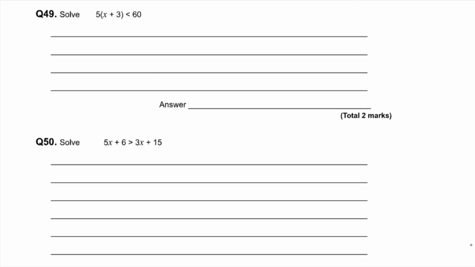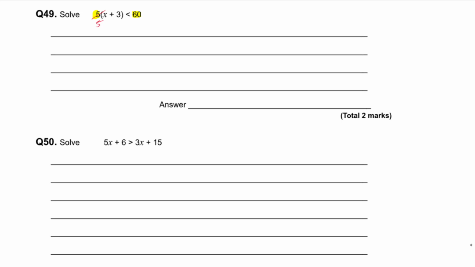Question 49, solve 5 lots of x plus 3 is less than 60. Now, similar to when I was doing the equations earlier, if I've got a number outside a bracket like this, you've got two strategies that you might employ. You might multiply out the bracket, but if that 5 divides into the 60, which it does in this case, it's just much quicker to get rid of it by dividing both sides by that number to start with.